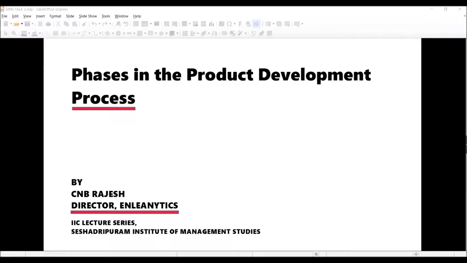Yesterday we had a talk on entrepreneurship and careers in entrepreneurship and innovation. And I would consider this as a continuation of the same topic, because I think it is important to understand, as an innovator or an entrepreneur, how product development happens and what are the phases inside of that product development.